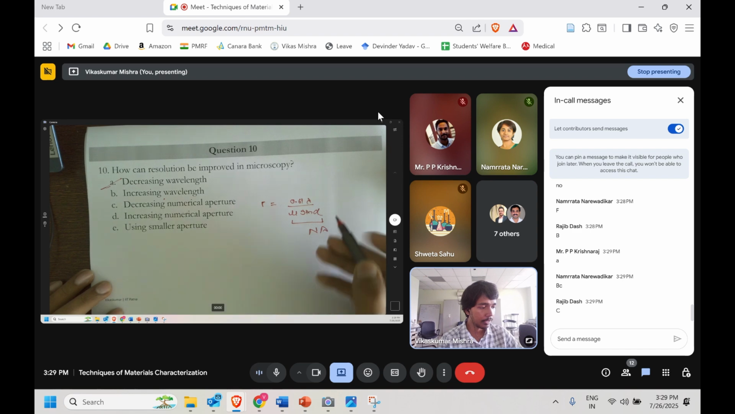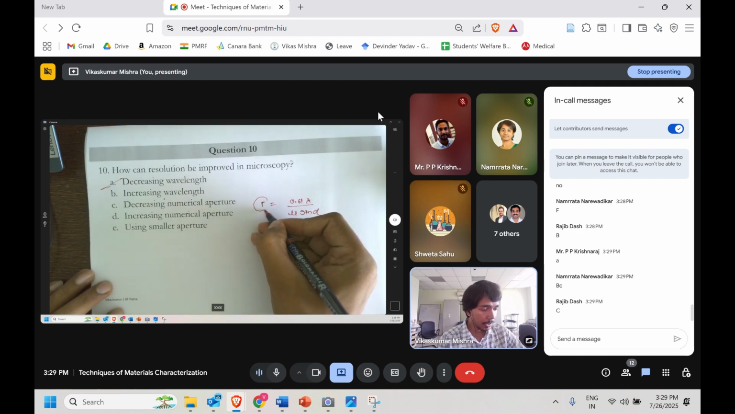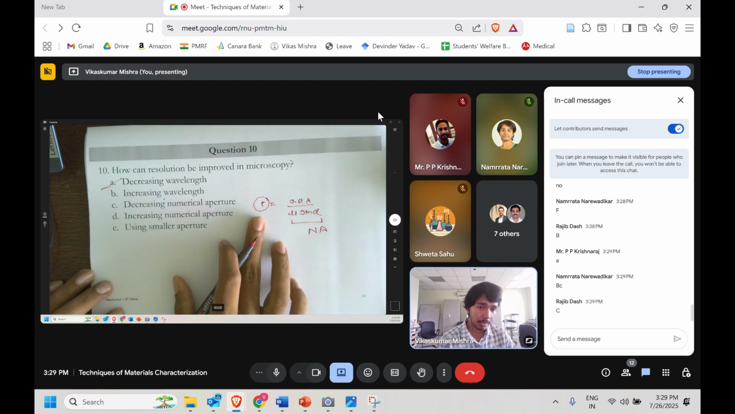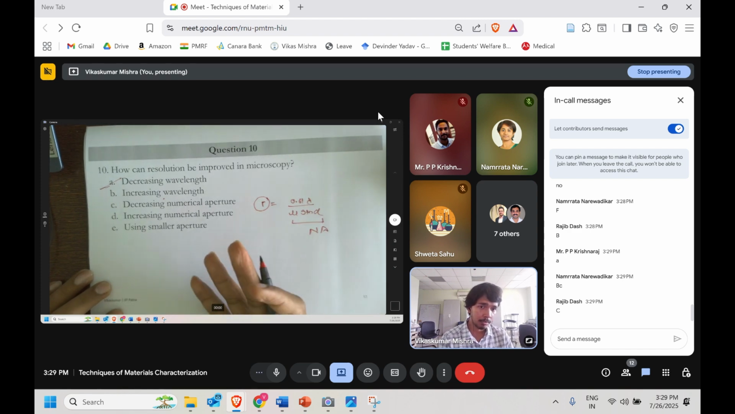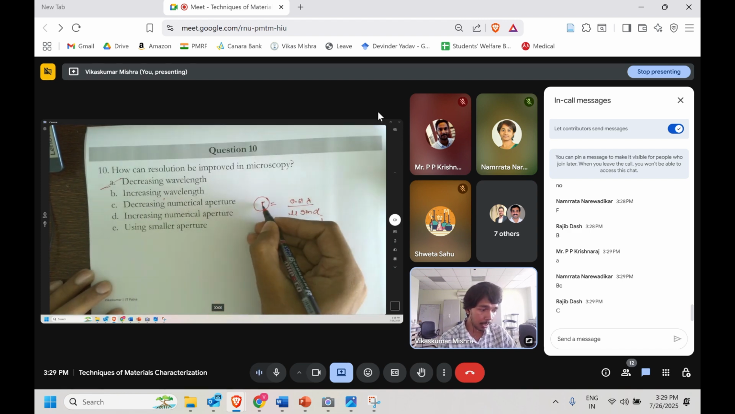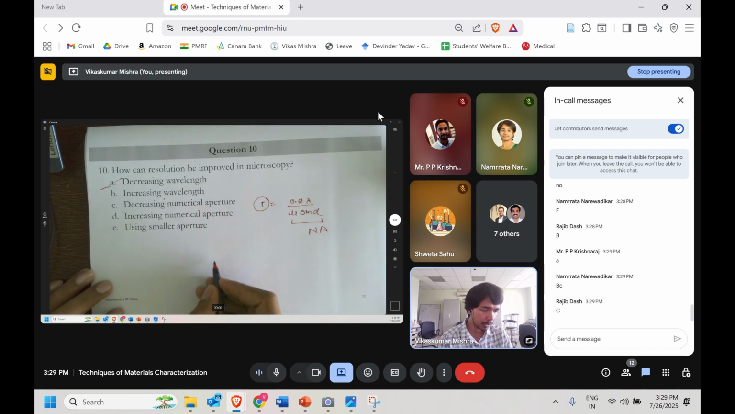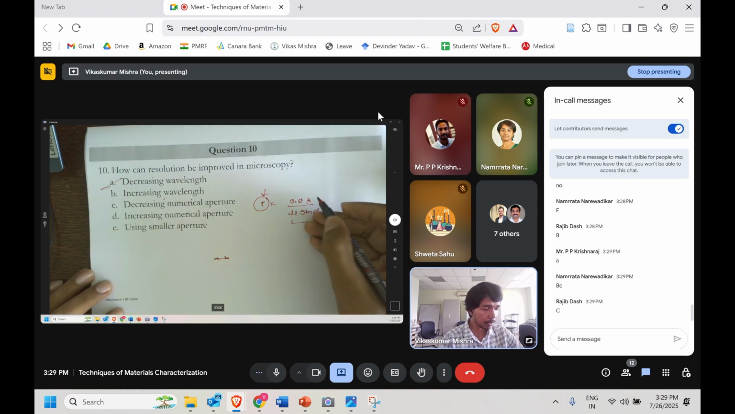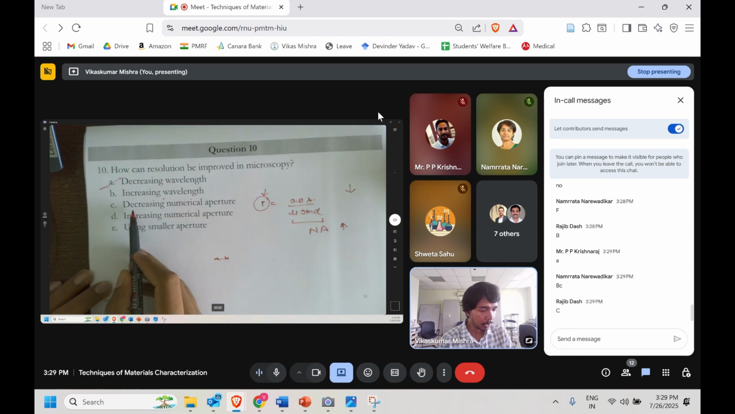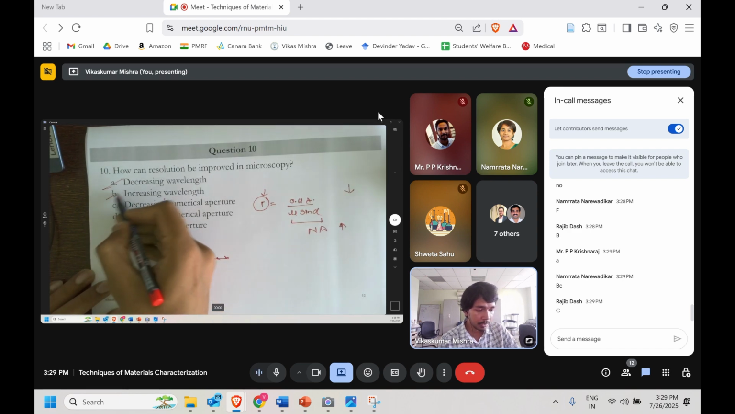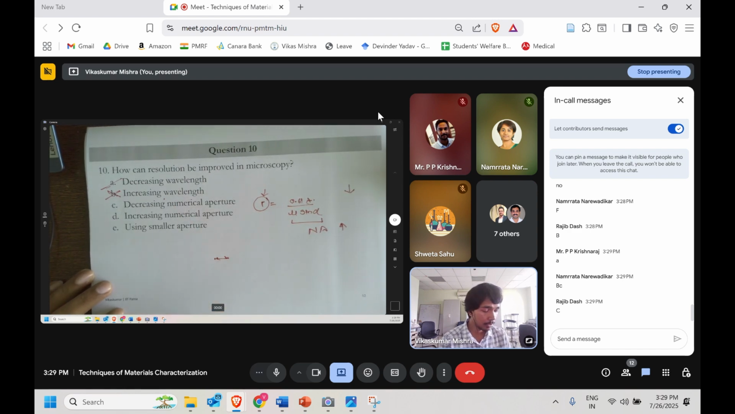Increasing the wavelength. See, we want to make sure that our resolution should be as high as possible. But if we see from the perspective of the magnitude, R should be as low as possible. Smaller distance we want to resolve. The smaller the distance, the more is the resolution. So we want to decrease this. So our wavelength should decrease, and our numerical aperture should increase. So increasing the wavelength is the incorrect answer, right, Amrita?